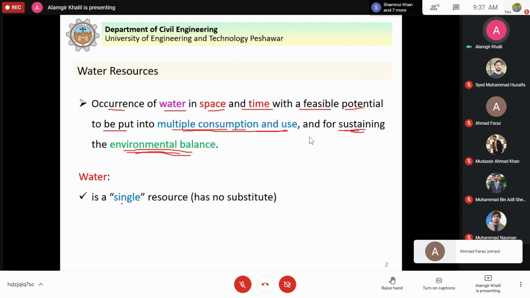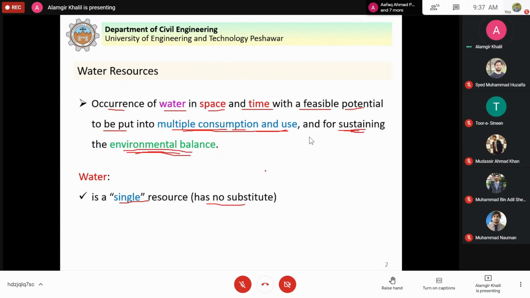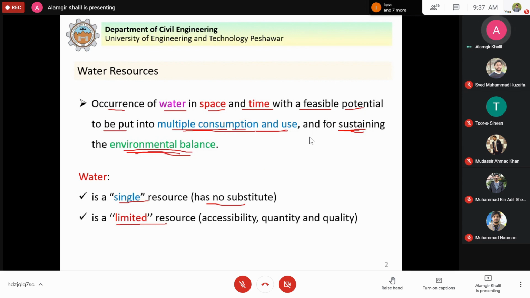Water is a single resource. You see that it has no substitute. It is a limited resource. Here we talk about the fresh water, which we are using for different purposes. Otherwise, we have a lot of water in the oceans, but that is not fit for use. So fresh water is a limited resource.